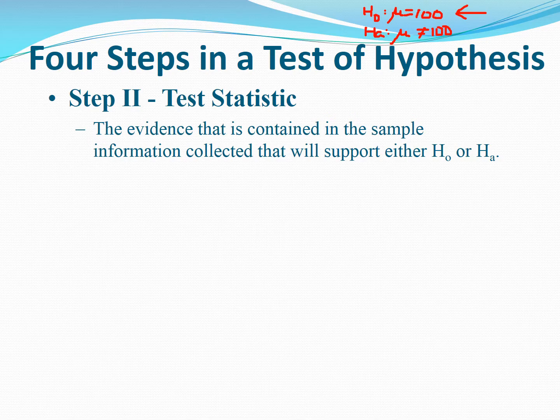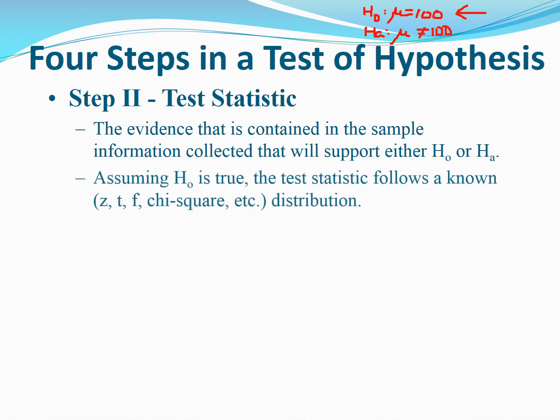We believe the population mean is centered at 100, and so we would expect the sample information to be centered at 100 as well. And so what we're going to say is the evidence contained in the sample is going to support either the null or the alternative. If the null is true, for instance, what would you expect for your sample mean? If the null hypothesis is true, wouldn't we expect our sample mean to be sort of close to 100?